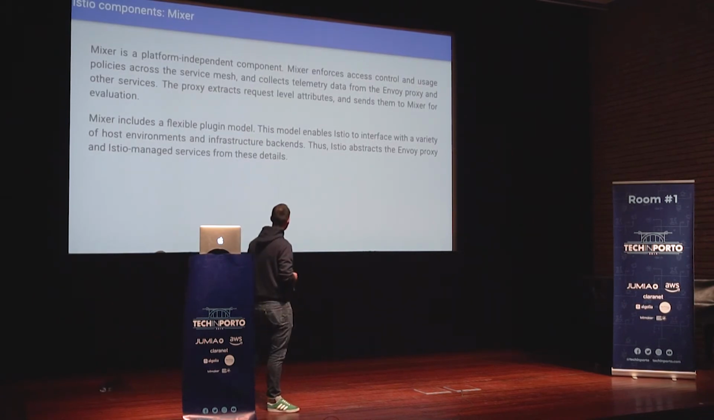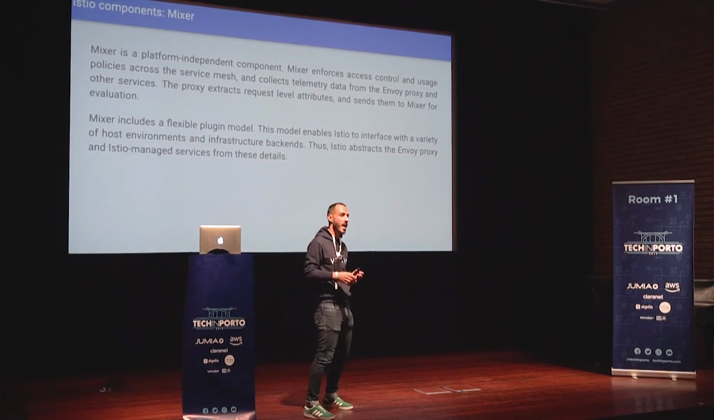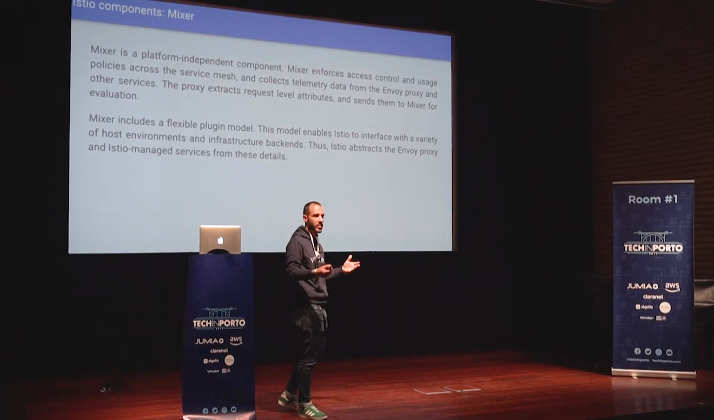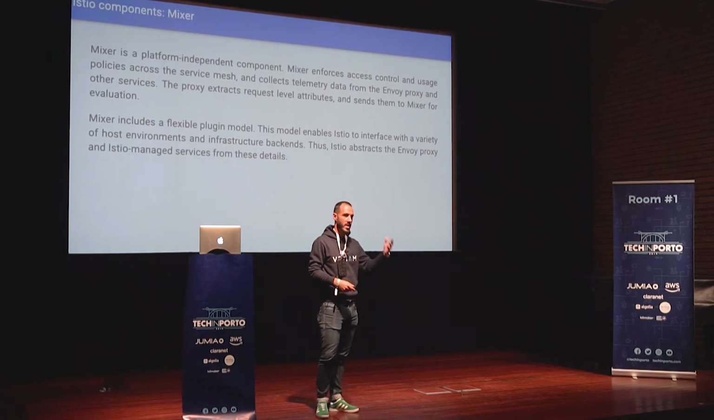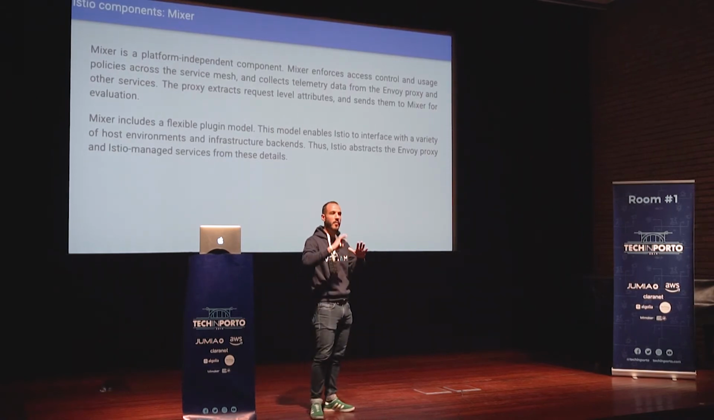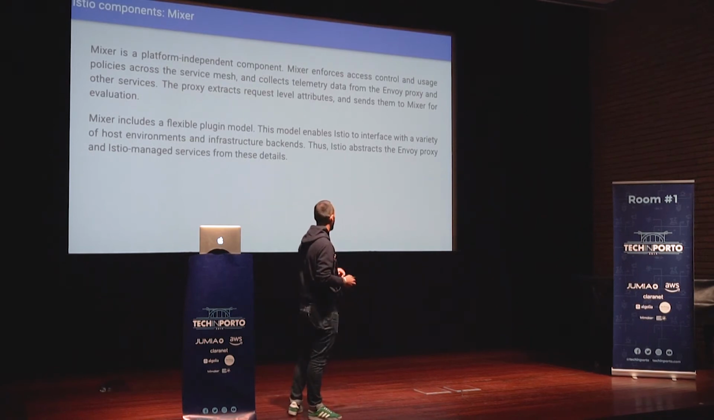Mixer is usually where access control is done and where metrics are collected. So Envoy as a sidecar will collect metrics for observability, for requests or whatever it is, and it will pass them to Mixer, which will then forward them somewhere. We'll see an example in a bit.